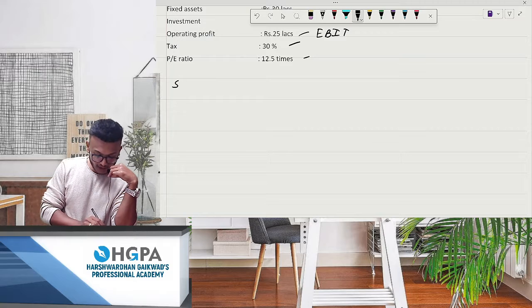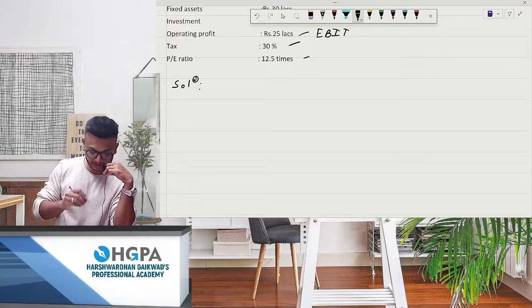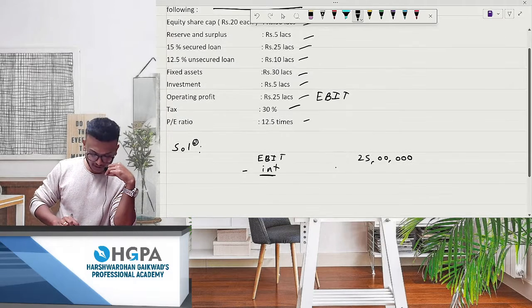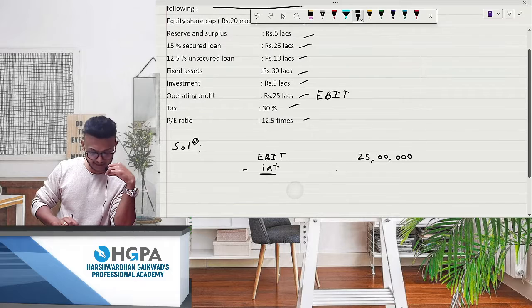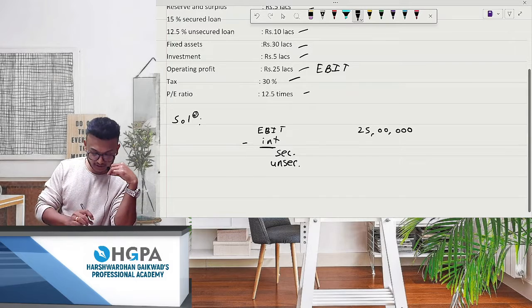Now when you will start this sum, the first thing you need to do is what? Compute what? The net earnings available. I'll start my statement. I'll start with EBIT. How much is EBIT? It is given 25 lakhs minus I will do interest. Now we have 2 interest. Okay. One is 15% on 25 lakhs and 12.5%. So one will be on secured loan and one will be on unsecured loan. Just see how much is it.